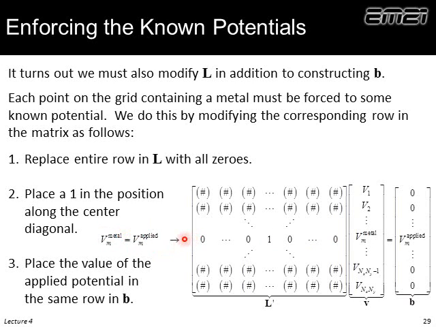So what I like to do is just make the entire row in this matrix L zeros. We'll stick a 1 in whichever position along here is in the center diagonal. We don't touch this column vector, these are unknowns. But over here in B, at this position, we put in the applied voltage. So if we read off what equation this row represents, it's exactly this equation. We've erased what was there and replaced it with an equation that simply says the potential at this point is that. And so we modify the rows in L and the row in B wherever there's a metal in our grid and we're forcing it to some known potential.